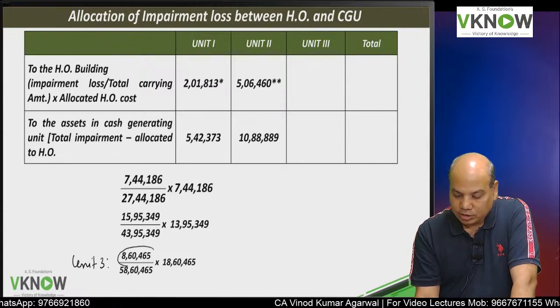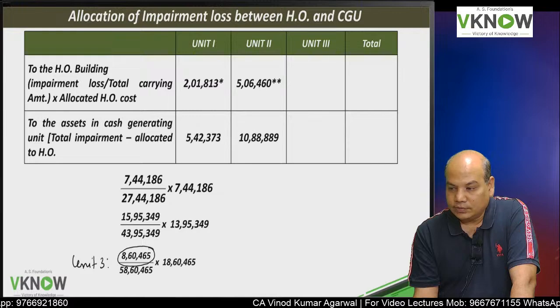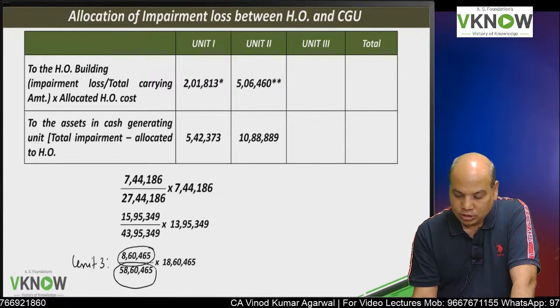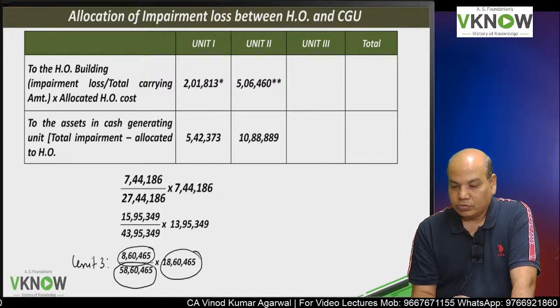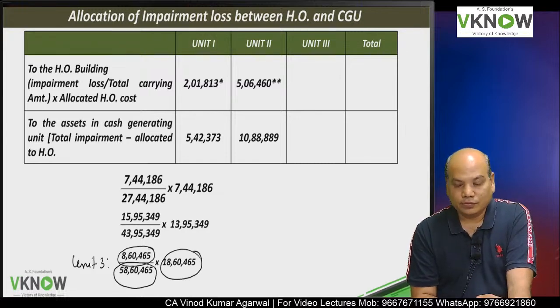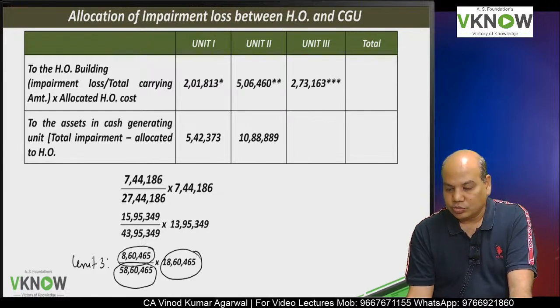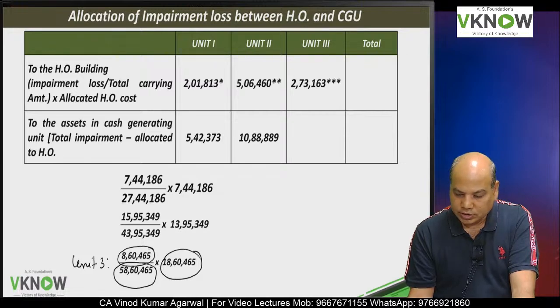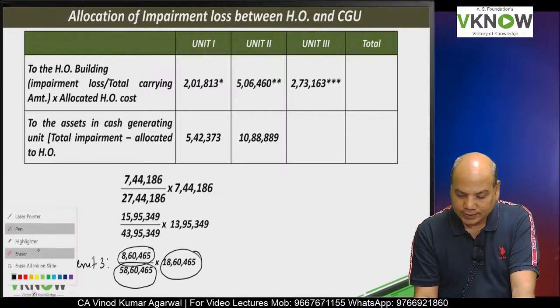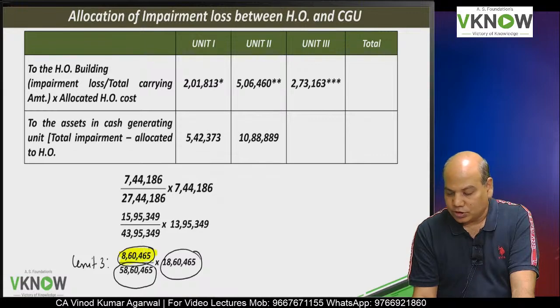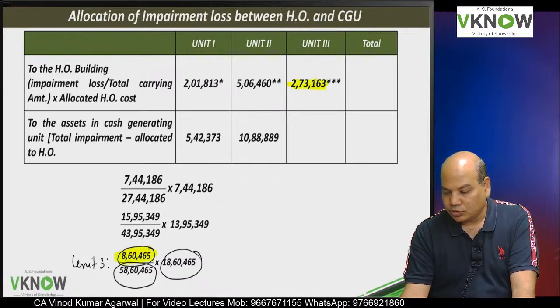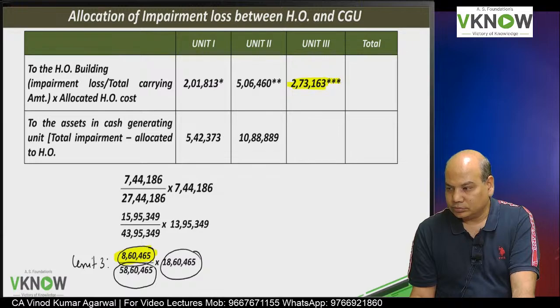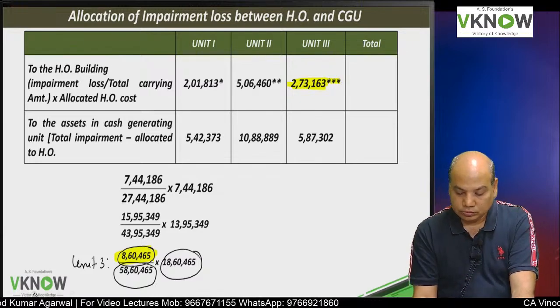Calculate impairment loss. 860,465 divided by the total 5,860,465, multiplied by 1,860,465. So this comes to 273,163. Now take 860,465 minus 273,163, and that is 587,302.